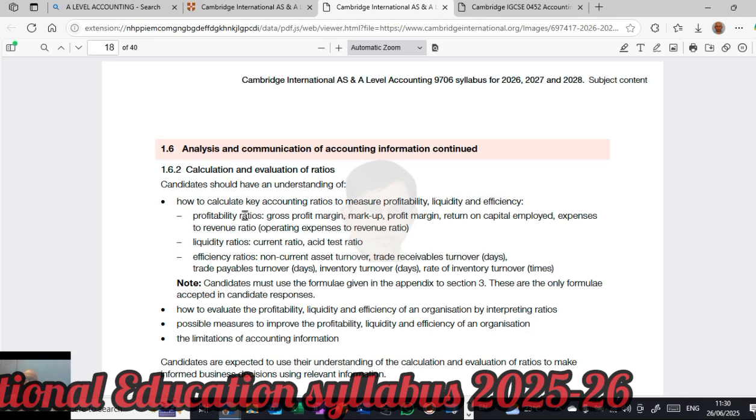Profitability ratios are like gross profit margin, mark-up, profit margin, return on capital employed, expenses to revenue ratio, operating expenses to revenue ratio. Liquidity ratios: current ratio, acid test ratio. Efficiency ratios: non-current assets turnover, trade receivables turnover days, trade payables turnover days, and inventory turnover. Candidates may use the formulas given in the appendix to section 3. We'll also have a look at the formulas. Candidates are expected to use their understanding of the calculation and evaluation of ratios to make informed business decisions and use relevant information.